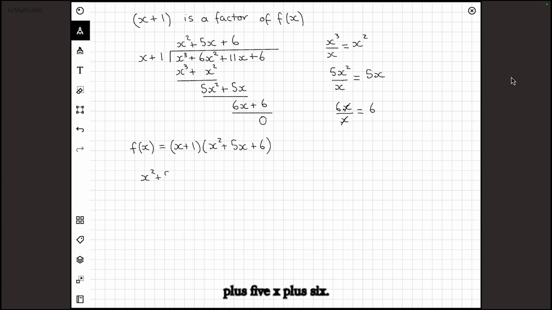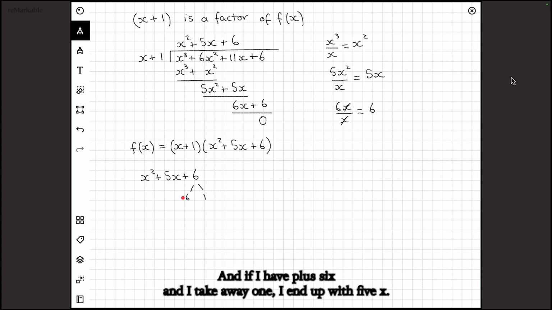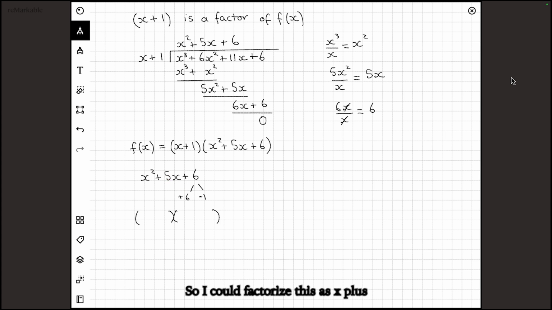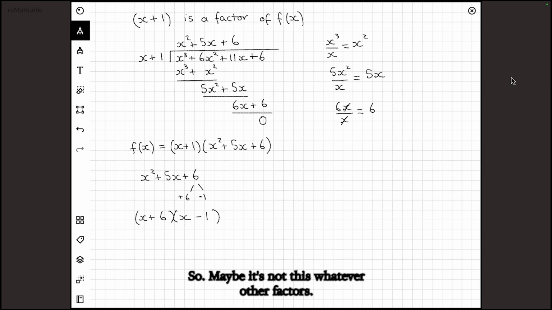x squared plus 5x plus 6. My factors of 6, as I said, are 6 and 1. And if I have plus 6 and I take away 1, I end up with 5x. So I could factorize this as x plus 6 and x minus 1. Let's just check that. x squared plus 6x minus x. Something's wrong here. Can you see? We need two roots that are positive. So maybe it's not this.